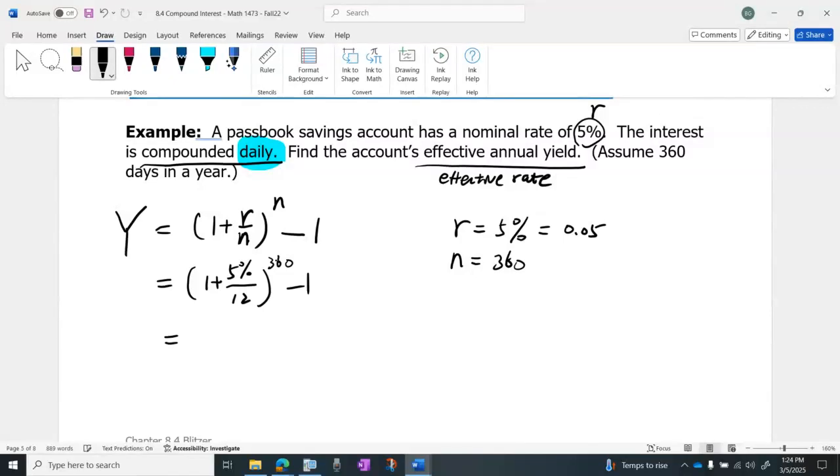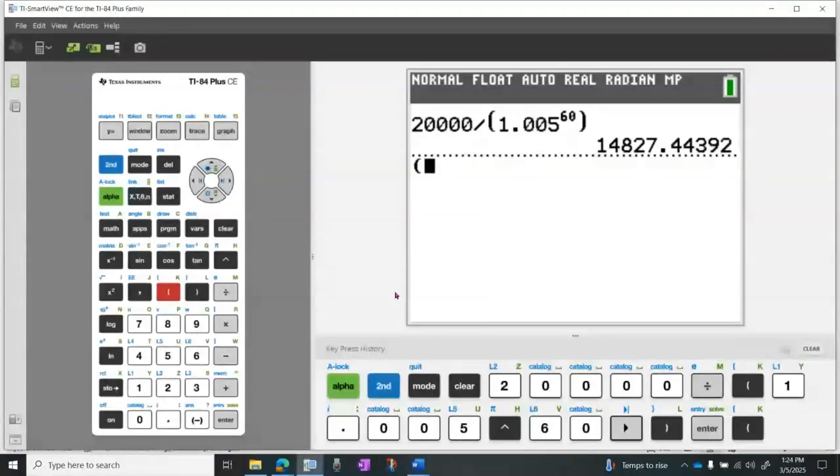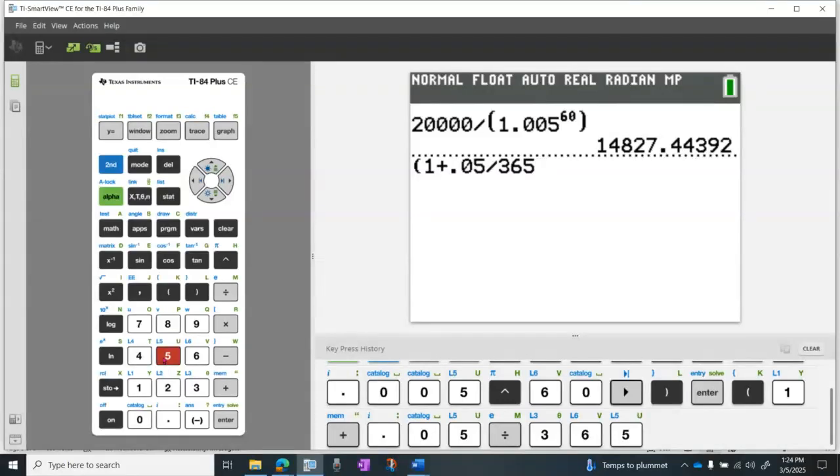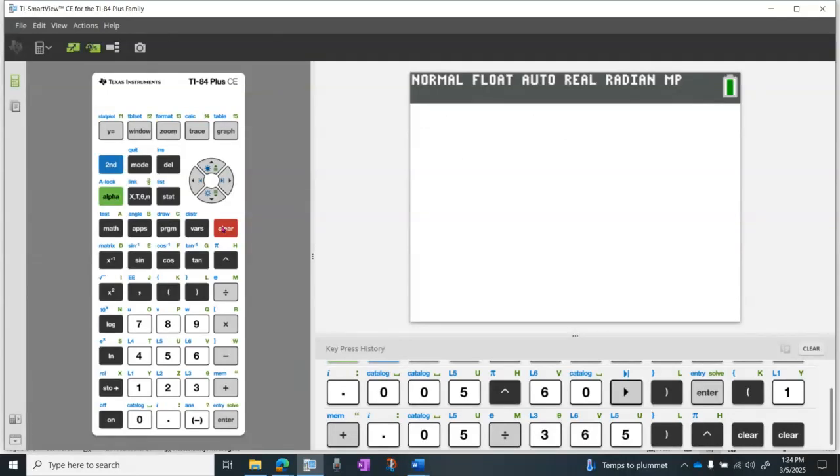All right, so let's enter the expression in the TI-84 calculator. I'm going to start with the parentheses. That is going to frame the compounding factor. 1 plus the daily interest rate. The daily interest rate is the annual interest rate, which is 0.05, divided by the number of days in a year, 360, and then close the compounding factor and raise it to the power of 360. Let me start over.